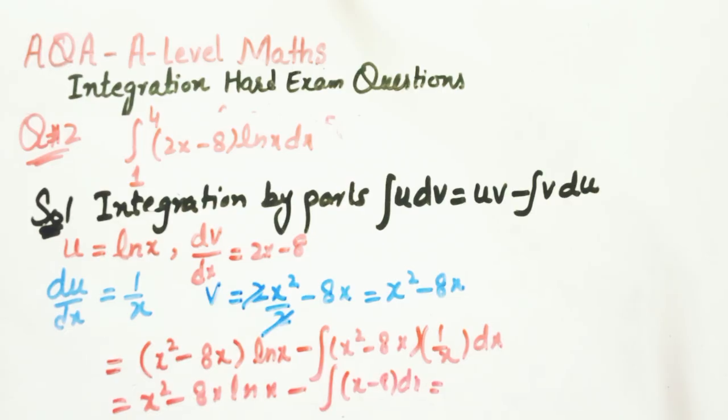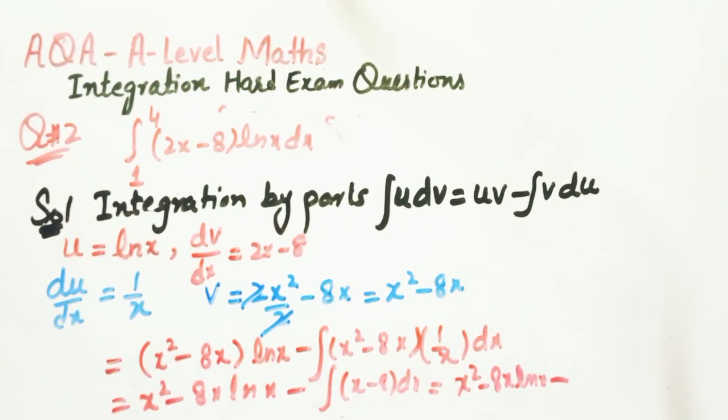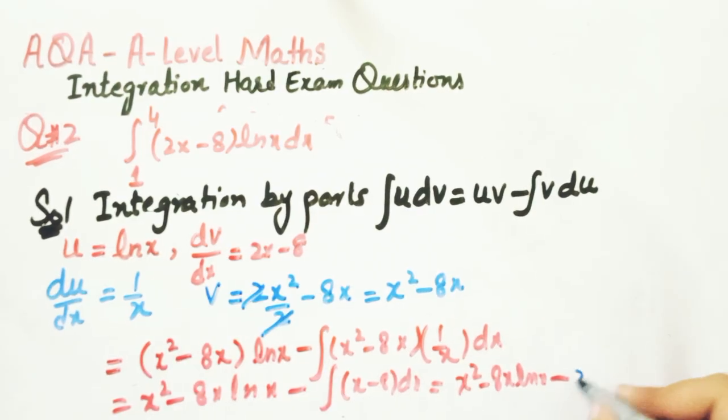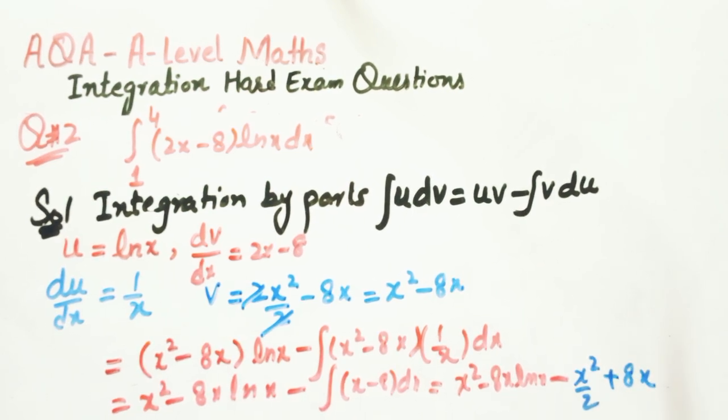So now when we integrate this, we get x squared minus 8x ln x minus the integration of x, which is x squared by 2, and the integration of 8 is minus minus, which will become plus 8x. Now we will apply the limits here.